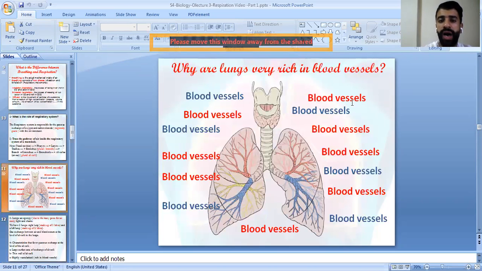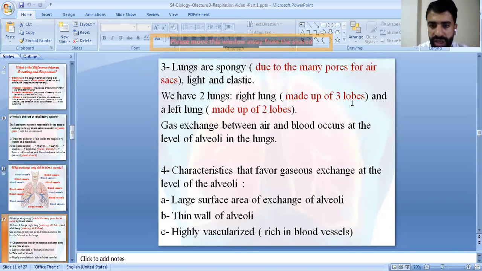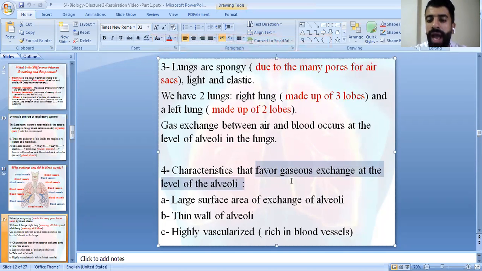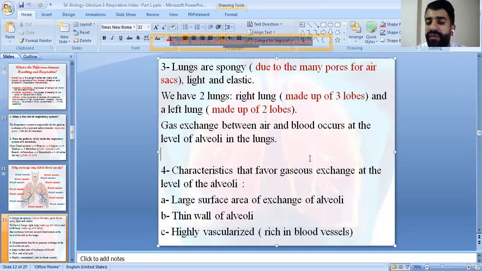And this explains why the lungs are very rich in blood vessels to allow the gaseous exchange at the level of the alveoli. That's why the lungs are highly vascularized. What is the meaning of highly vascularized? Meaning that they are rich in blood vessels.